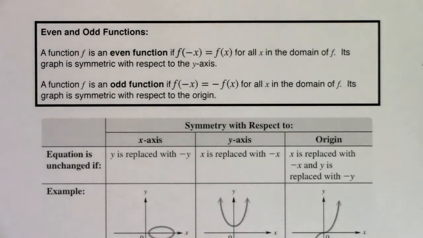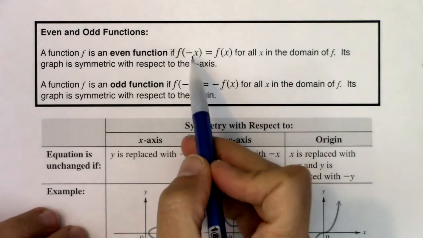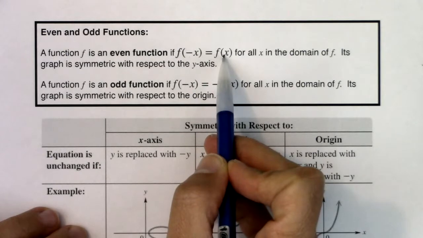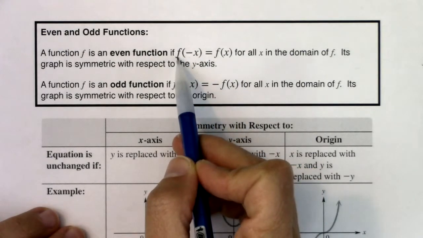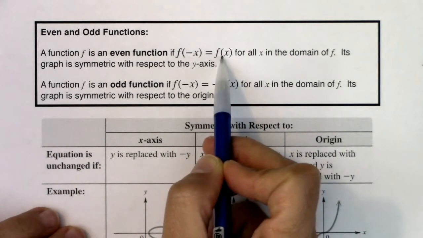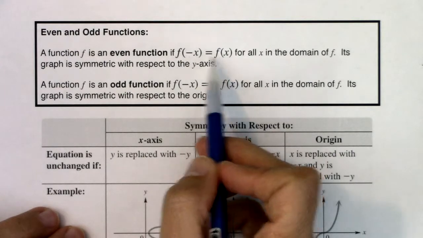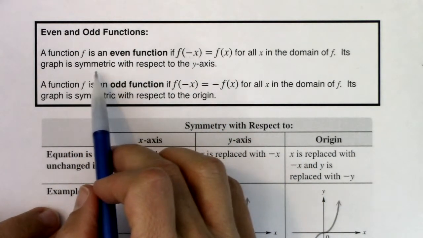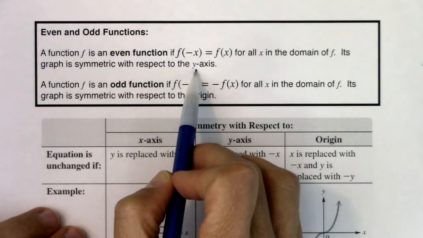A function f is an even function if you plug negative x in for your function and you get the original function back out. So if you perform f of negative x and you get back your original function, we're going to say that f is even. And we'd see that graphically by the graph being symmetric to the y-axis.